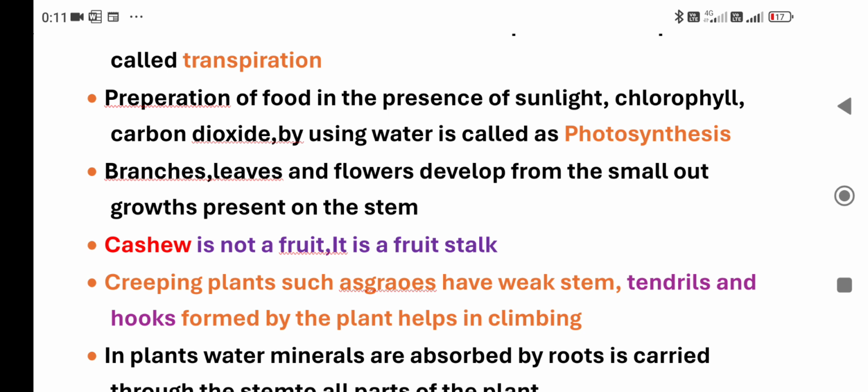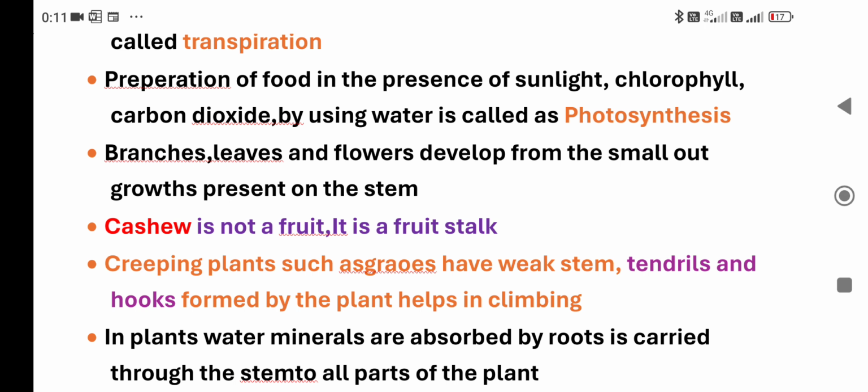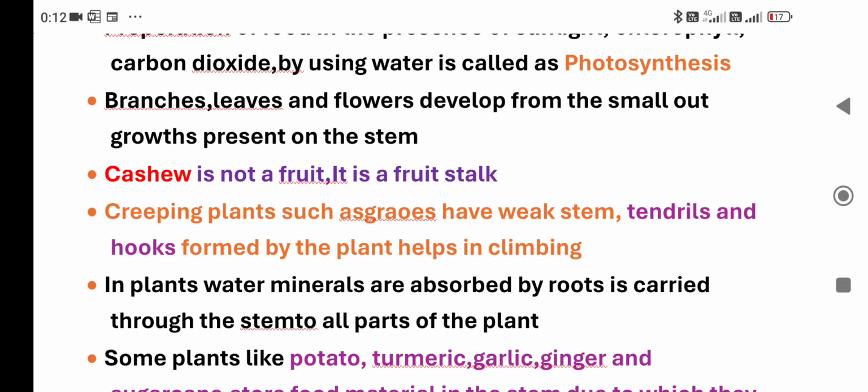The fruit stalk means ఫ్రూట్ కింద ఉంటుంది చూడండి, దాన్ని ఏమంటారంటే ఫ్రూట్ స్టాక్ అని అంటారు. So it is not a fruit, it is a fruit stalk. So there is a chance for asking a question from this area. So, cashew is a fruit or not? Otherwise they ask, cashew is made from which part of the fruit? Then the answer is fruit stalk. Clear?